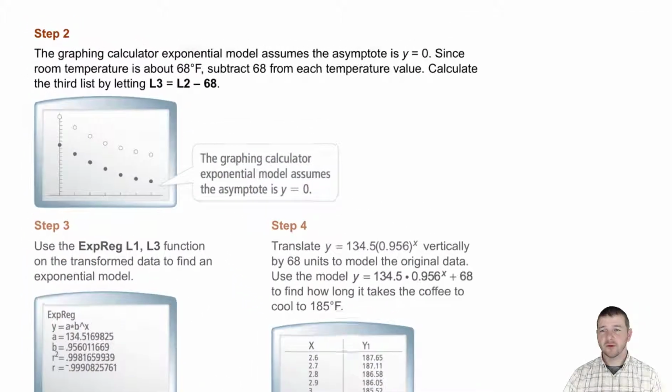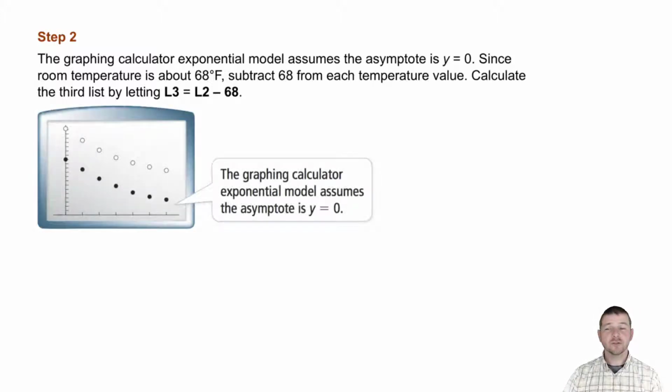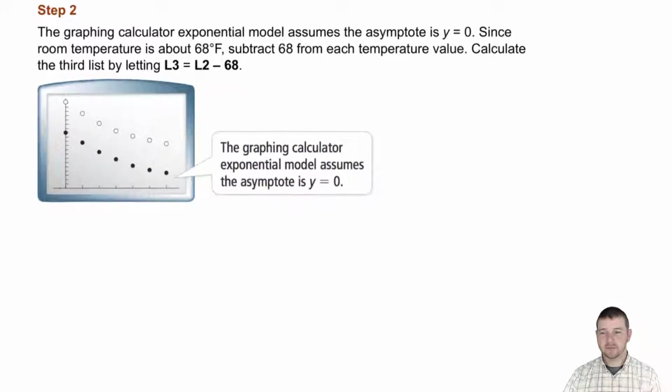Step 2. The graphing calculator exponential model assumes that the asymptote is y equals 0. Since room temperature is about 68 degrees Fahrenheit, subtract 68 from each temperature value. Calculate the third list, so a new list of y values, by letting L3 equal L2 minus 68. This new scatter plot can be seen here, exactly 68 units closer to the x-axis.